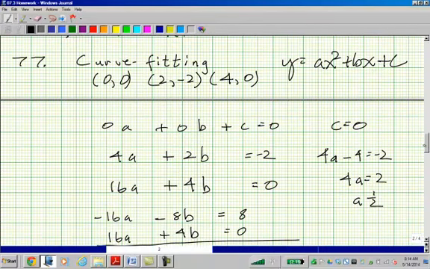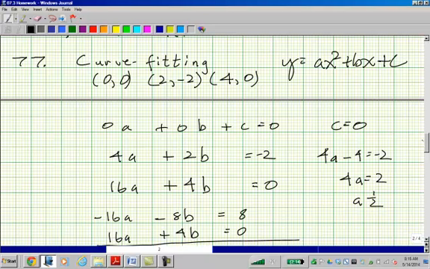And then finally, there are three curve fitting problems. y equals ax squared plus bx plus c is the model. We have 3 points, and with these we can make a system of equations and then solve for a, b, and c, the constants that we want to find.